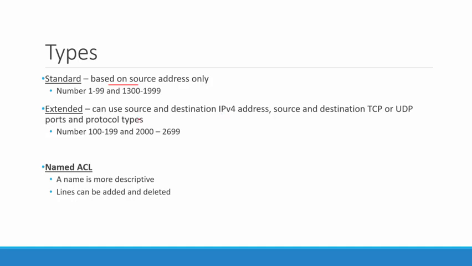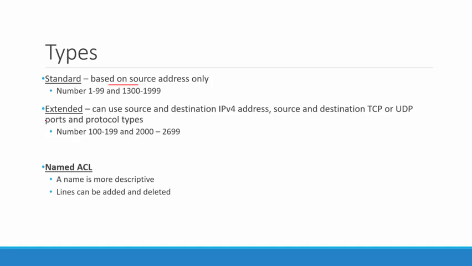Well, we'll have to. We can use a source, we could use host, or we could use any, but we'll still use a source and a destination. So we use a source and destination address. We can use source or destination TCP or UDP ports, and we can use protocol types. The numbers for extended ACL is 100 to 199 and 2000 to 2699.